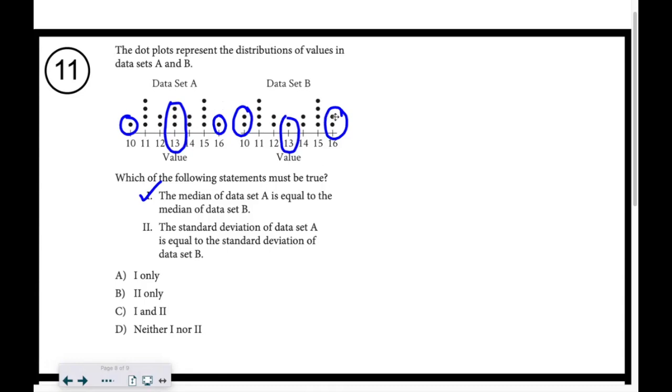So B is going to have these two values, these two dots here are the difference, and those are going to contribute more than these two. These two won't contribute at all. These will contribute greatly. So B is going to have a larger standard deviation. So the standard deviations definitely are not equal. So therefore, the answer is just one only.